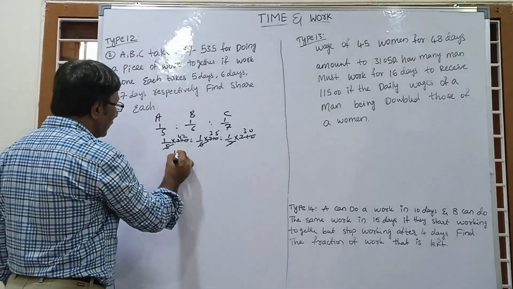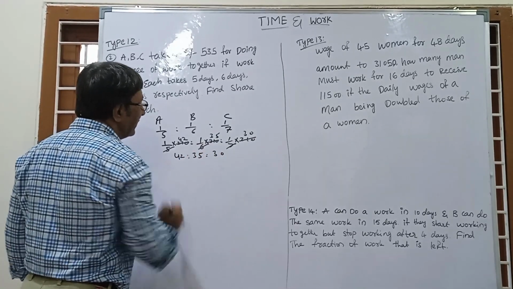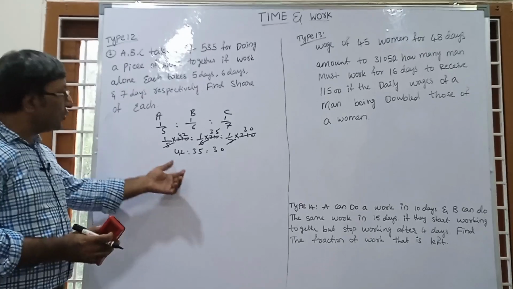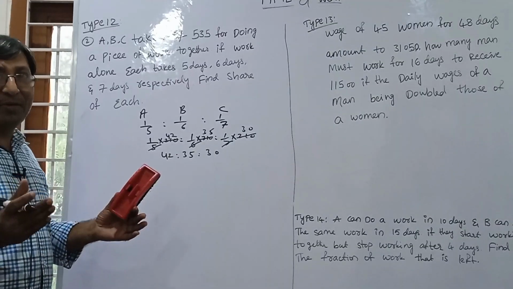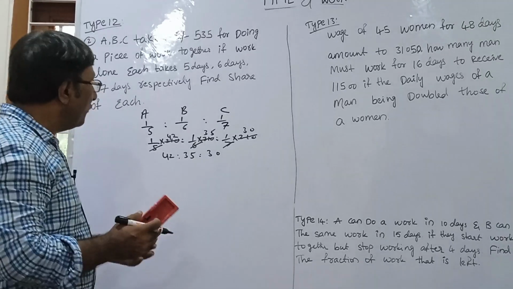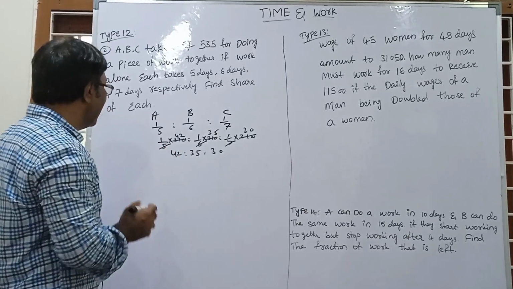So our ratio is what? 42, 35 and 30. This is the ratio of work done. So the same ratio will be the ratio of the share between A, B, and C. So now we can easily find the share of A, B, and C.